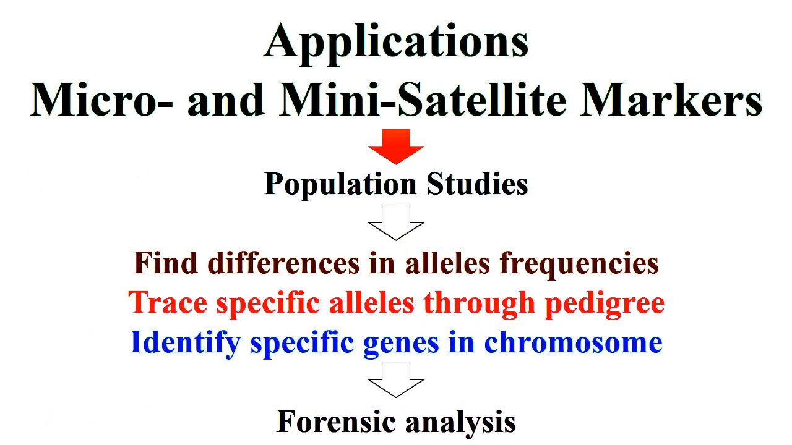Hence, micro and mini satellite markers are used in population studies to find differences in allele frequencies, to trace specific alleles through pedigree, to identify specific genes in chromosomes, and for forensic studies.